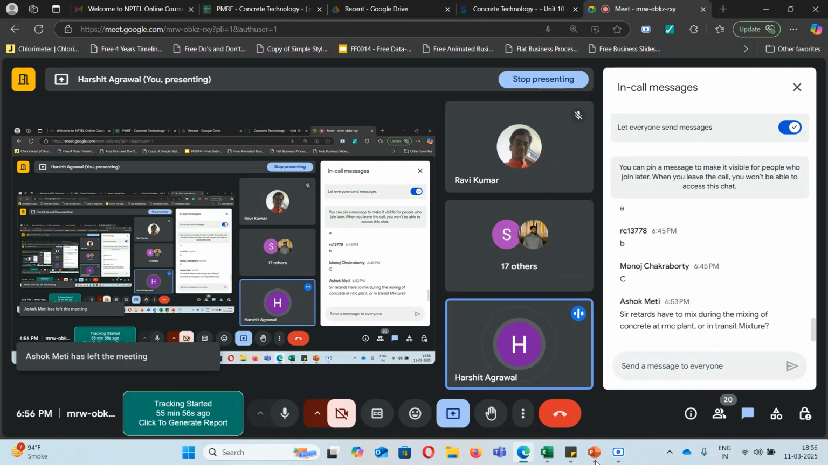Sir, do retarders have to be mixed during the mixing of concrete at RMC or in transit? See, when we are planning for transportation, we plan for slump retention also. Suppose at a mixing plant, I have prepared a concrete mix and I know that this concrete mix will take 60 minutes or 100 minutes for transport. So after 100 minutes, how much workability I want, that I need to plan prior to transport.